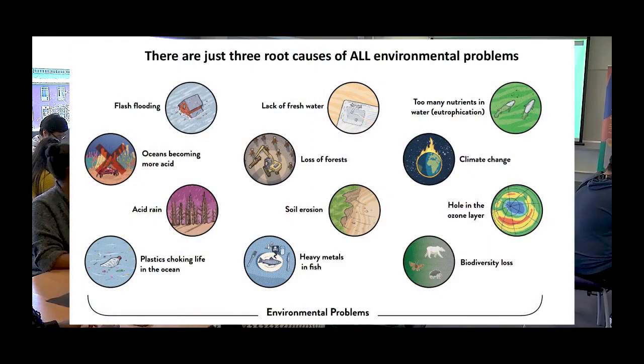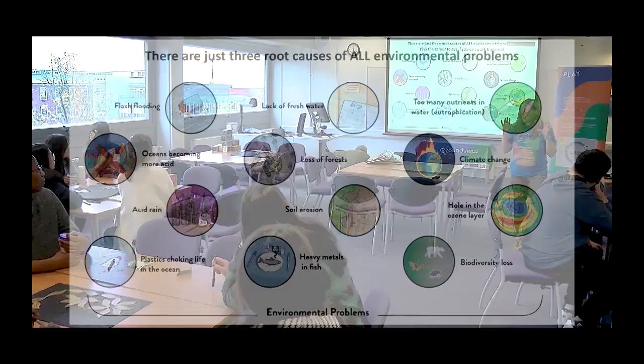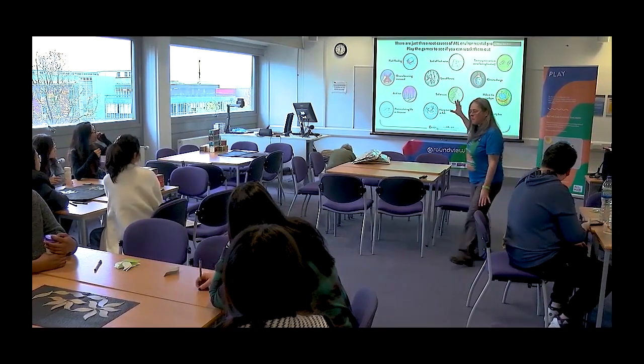We've got quite a lot of problems facing us, okay? Climate change, biodiversity catastrophe, hole in the ozone layer, oceans becoming more acidic, flash flooding, heavy metals and fish. All we've got to do is read the headlines right now. And basically, those are in the headlines, aren't they? More or less, okay? That's the bad news. That is what we're facing.